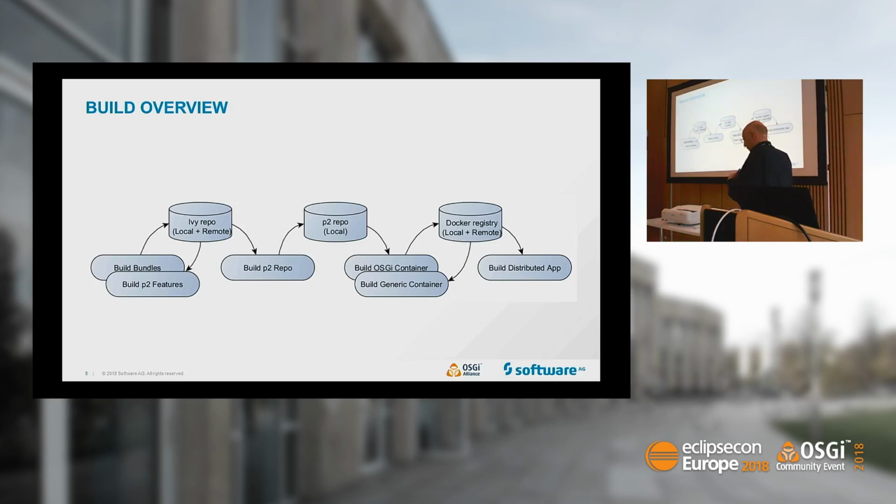We build P2 features as the next level of abstraction, sort of componentization, partitioning, if you will. We collect these in a repository. In our case, we use P2 for defining our features. You could even argue it's kind of a historical choice, because P2 was there and is already used in Eclipse, so that was our mechanism to collect bundles into features.